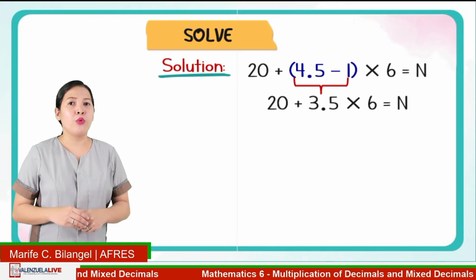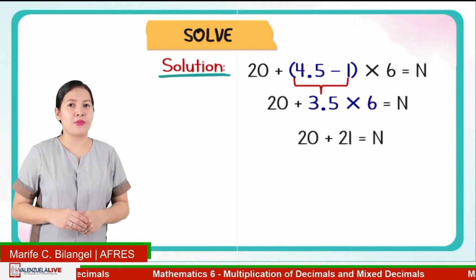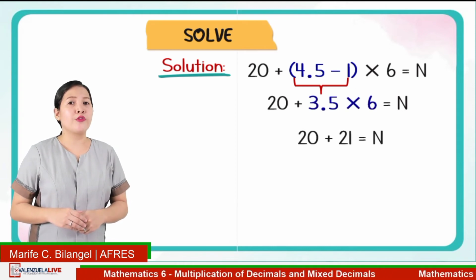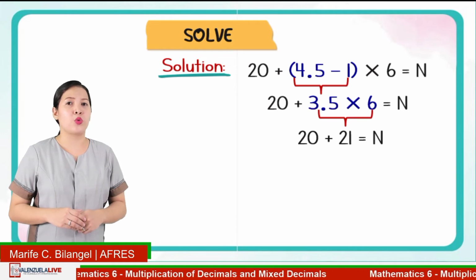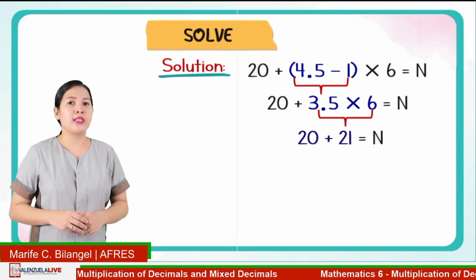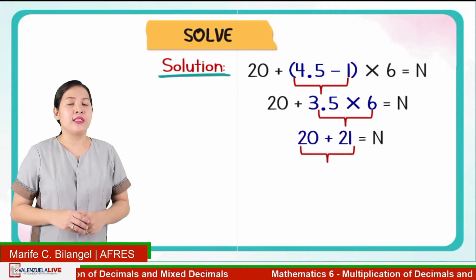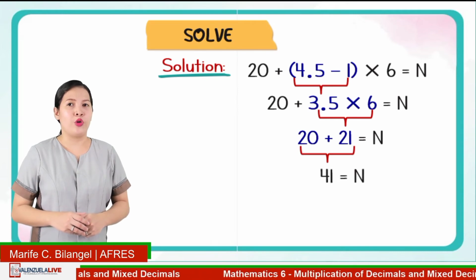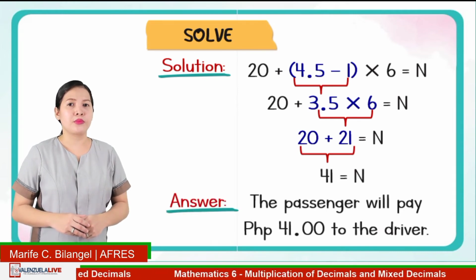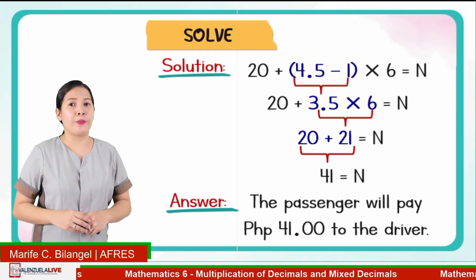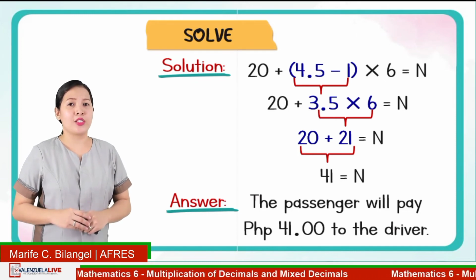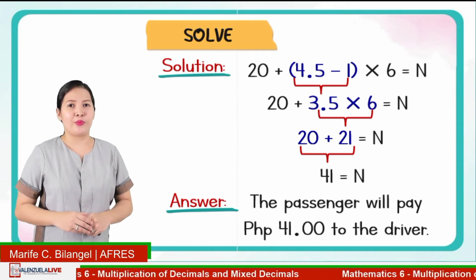So we multiply 3.5 times 6. 3.5 times 6 equals 21. Then 20 plus 21 is equal to 41. Therefore, the passenger will pay 41 pesos to the driver.